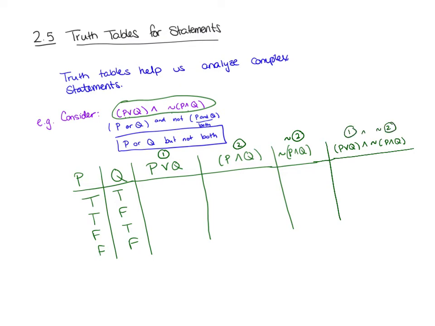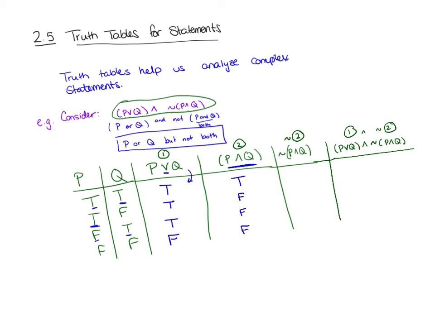Okay, so now we can go through and build that truth table. Starting off, I've got true or true, so that's true. Remember, an or is true as long as one of the statements is true. So the second one is true as well. False or true gives me true. That or is only false when both of those statements are false. For P and Q, the only way that's true is if both P and Q are true. If either of them is false, then that statement is false.